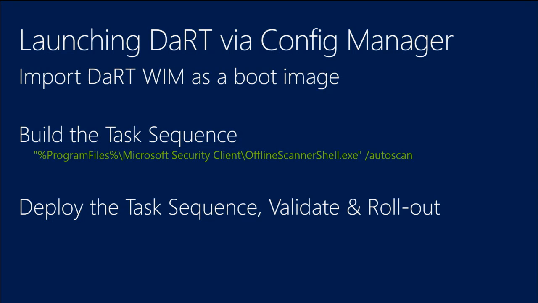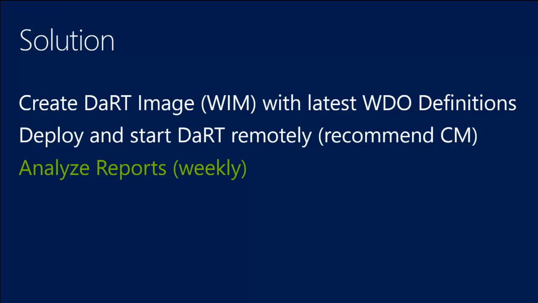Finally, you need to deploy the task sequence, validate it, make sure everything's working right, and then roll it out to your customers on a regular schedule. One thing to note is that when you roll out this image to your enterprise, make sure you stagger the deployments to your OUs, because you don't want to hit your network all at the same time, because that could cause some issues. So that's just normal CM guidance.